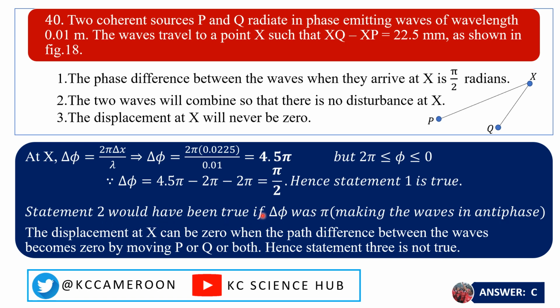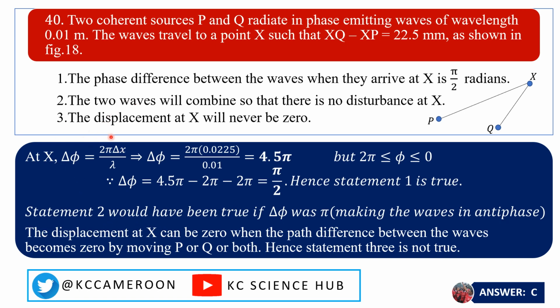Statement 2 would have been true if the phase difference was pi, right? Because 2 says the two waves will combine so that there is no disturbance at x. The only way they are combining so that there's no disturbance at x is if this phase difference that we have calculated here was equal to pi. The phase difference is pi. It tells you that the two waves from P and Q at x are completely out of phase. Okay, that's what phase difference equal to pi means. So statement 2 there is off.